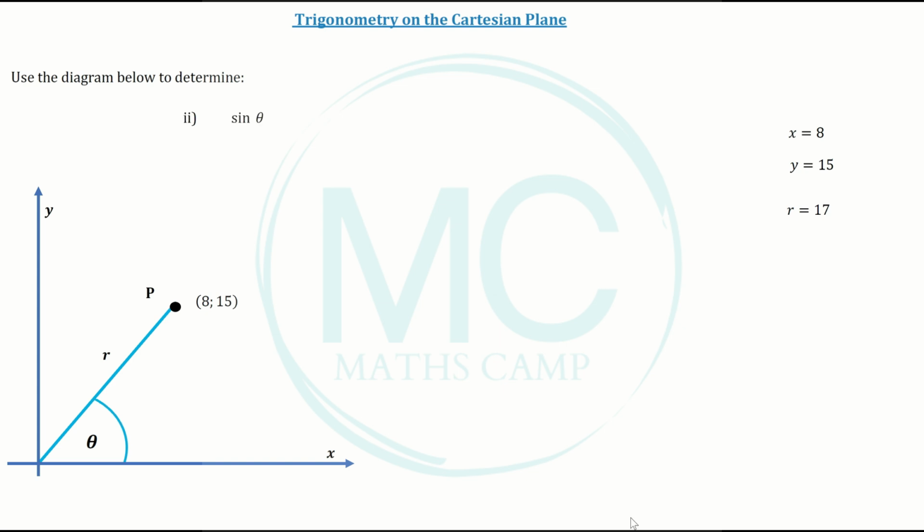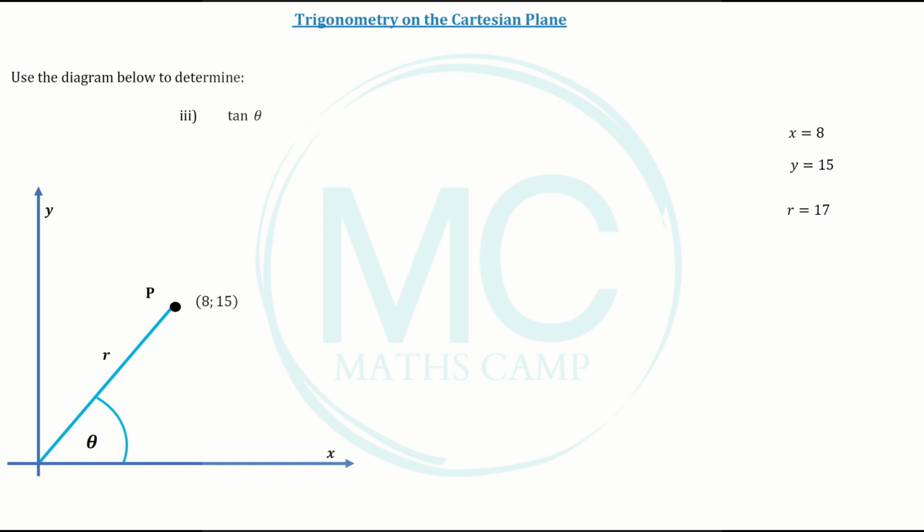Determine sine theta. We know that sine theta is equal to y over r. The question tells us that y is 15, and we've just found out that r is 17. So now we can say sine theta is equal to y, which is 15, over r, which is 17. Finally, let's clear this up and move on to part 3.